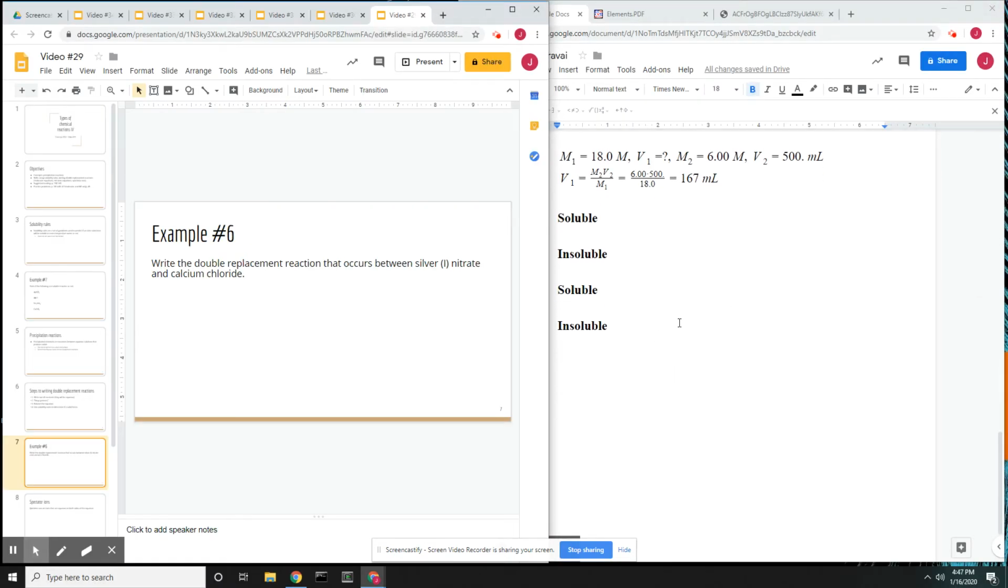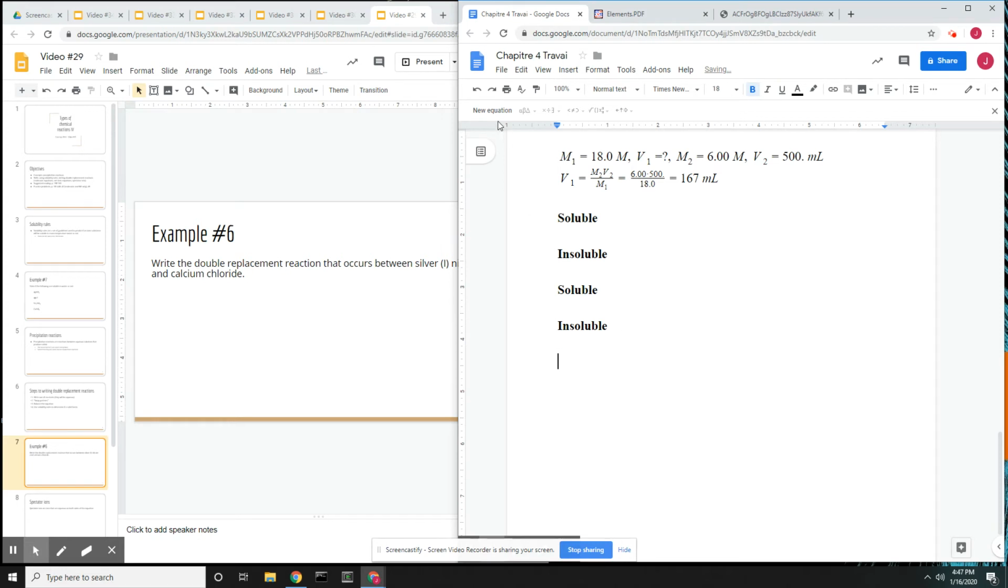Okay, I'm going to work through this one with you. So first step, I'm going to write out the formulas for the reactants. I've got silver 1 nitrate. And they're going to be aqueous. You can check with the solubility rules if you want, but I assure you I'm not going to purposely try to trick you.